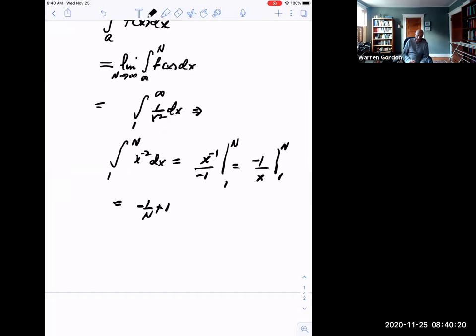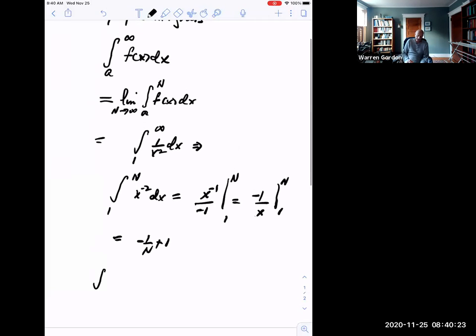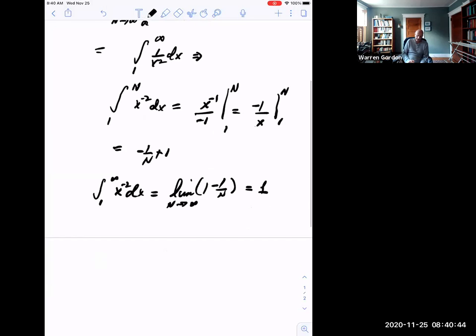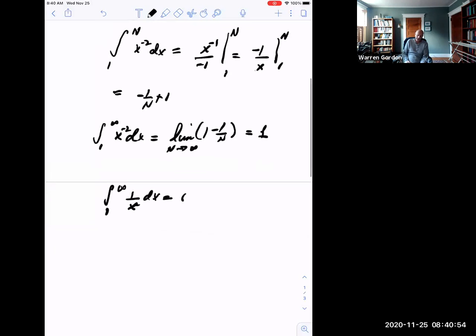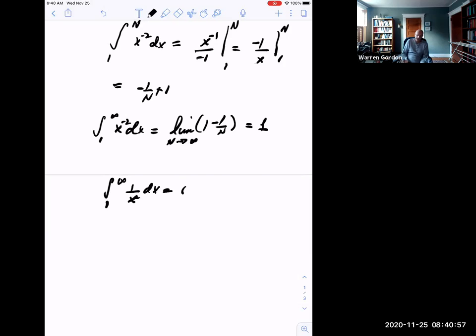Now, to evaluate the actual integral, the integral which was from 1 to infinity of x to the minus 2 dx, I just take the limit as n goes to infinity of 1 minus 1 over n. And as n goes to infinity, 1 over n goes to 0, and this limit is 1. So I've just shown that the integral from 1 to infinity of 1 over x squared dx is equal to 1.